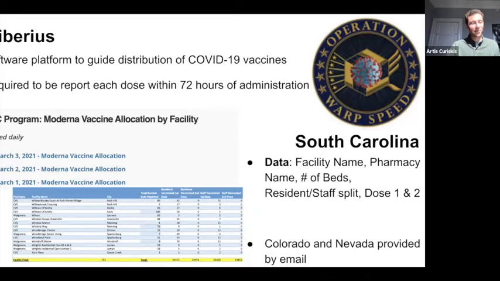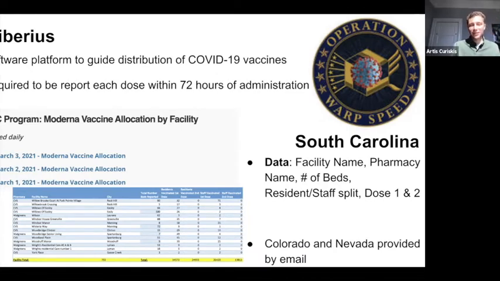But anyway, the point being is that Tiberius is the central software platform that COVID-19 vaccines are running through. And all that information is running through it from when it's distributed all the way to the CDC. Through this system, it's required that whenever a dose is administered, it has to be reported within 72 hours. So it's a fairly responsive system in understanding what's happening.